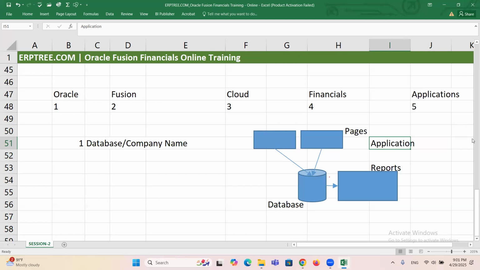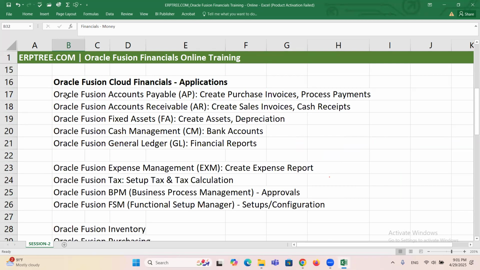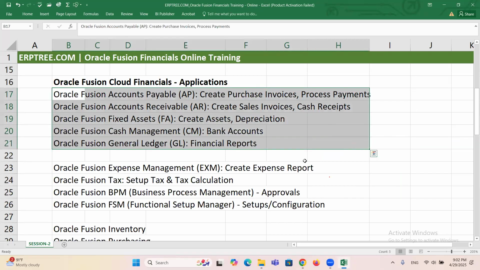So when you talk about Oracle Fusion, we have different applications. We discussed payables, receivables, cash management, fixed assets, general ledger. Those all follow this structure. And we discussed what is the meaning of Oracle. Oracle is nothing but a database, or you can say one of the company names. And also we discussed what it means by financials. We discussed there are different product families. One of the product families is financials. When you talk about financials, these are the core applications we have as a part of financials.